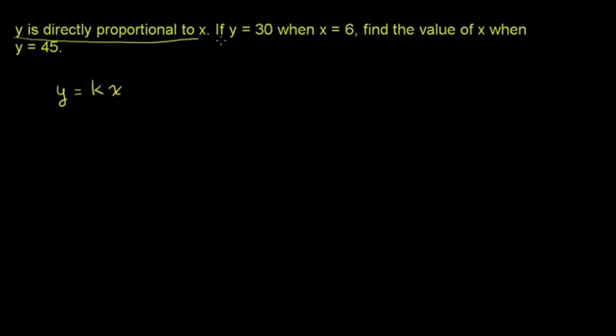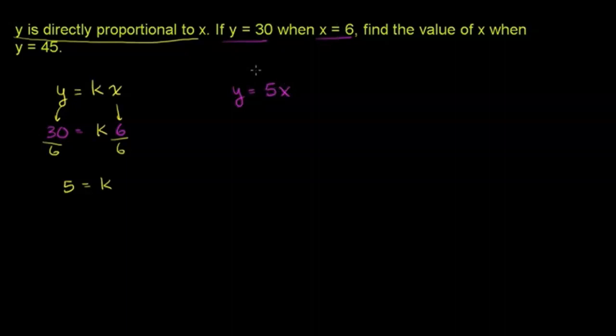Now they tell us y is 30 when x is 6, and we have this constant of proportionality. This second statement allows us to solve for this constant. When x is 6, they tell us y is 30, so we can figure out what this constant is. We divide both sides by 6, and the left-hand side is 5, since 30 divided by 6 is 5. So 5 is equal to k, or k is equal to 5. So y is not just k times x, it tells us that y is equal to 5 times x.